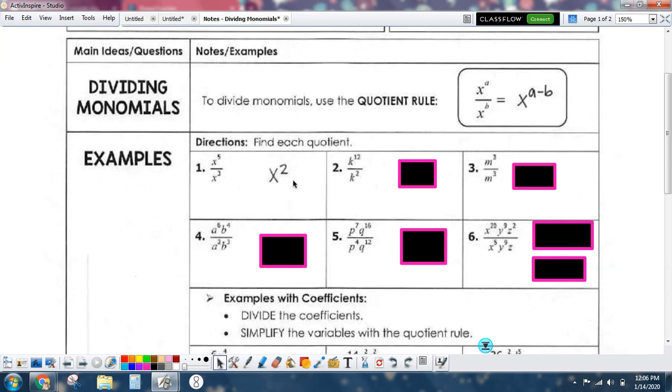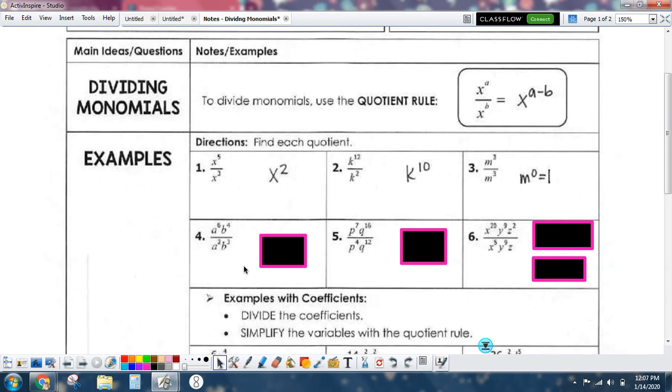Now for number 2, we have k to the 12th power divided by k to the 2nd power. So we're going to keep our base of k, but we're going to go ahead and subtract our exponents, get 12 minus 2, and that gives us 10. So our answer is k to the 10th power. For number 3, same idea. We're going to subtract our exponents because our bases are the same. 3 minus 3 is 0. So we have m to the 0 power, and you should know that any number that is to the 0 power is always equal to 1.